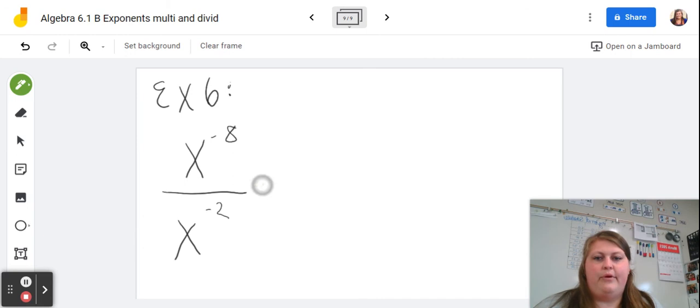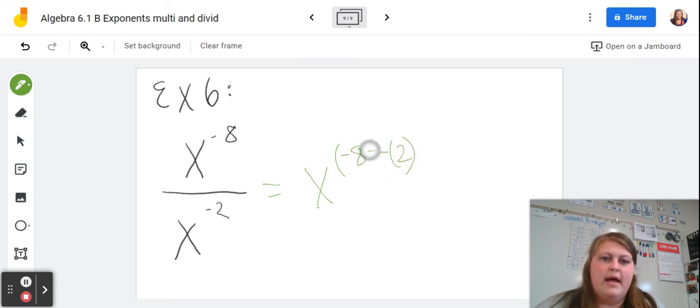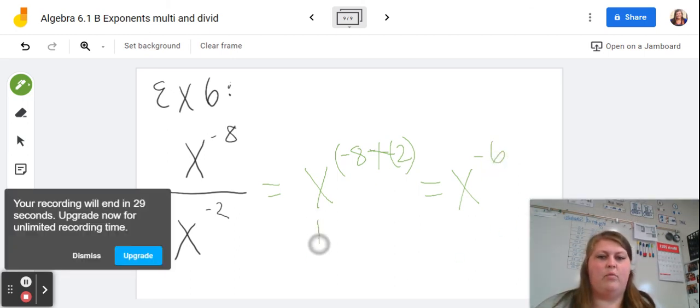Last example, x to the -8 divided by x to the -2. X to the -8 minus a -2. 2 negatives make a positive, so -8 plus 2 gives me x to the -6th. So if I have a negative exponent, I can rewrite that with 1 over x to the 6th, and it means the same thing.